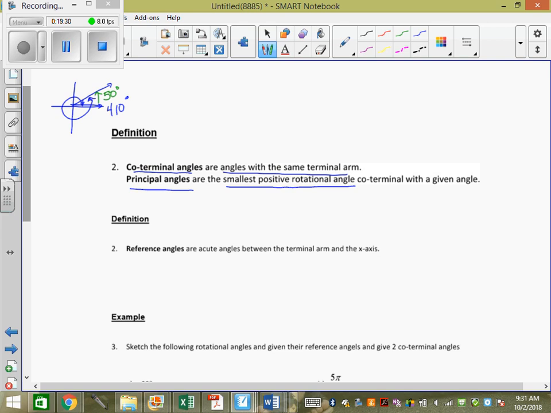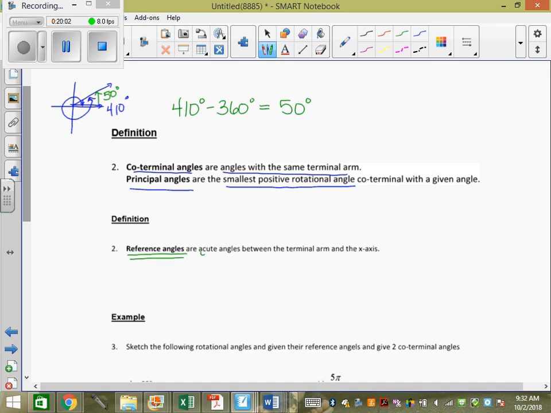Because the principal angle is the smallest positive angle between 0 and 360. So how could we find that quickly? Because you guys know about coterminals already, we could just subtract 360 off of it, and it would get us 50. And 50 is between 0 and 360, so we'd have the principal angle. You'd have to add 360 to find its coterminal angle that falls between 0 and 360. And then this one you did last year too.